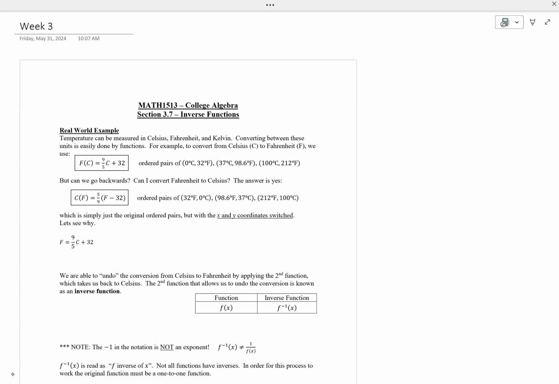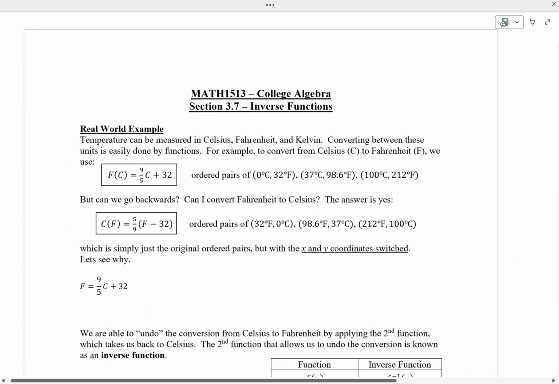So we are entering our week 3 and we are going to start with 3.7, which is inverse functions. So we are going to start with this real world example. This example deals with temperature with Celsius and Fahrenheit. We're not going to focus on Kelvin, but it's mentioned. But converting between these can be done very easily.